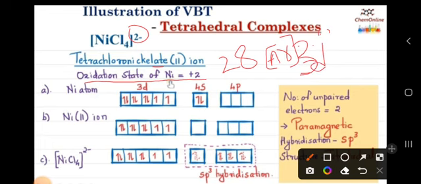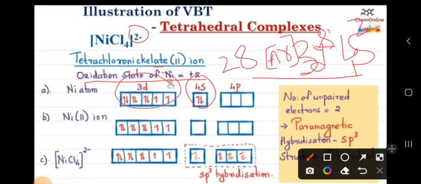The configuration is argon 3d8 4s2. This is the electronic configuration of nickel without losing electrons, the ground state configuration. So what is the oxidation state of nickel here? +2.